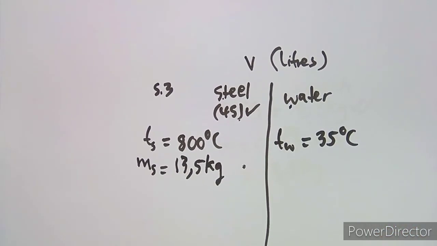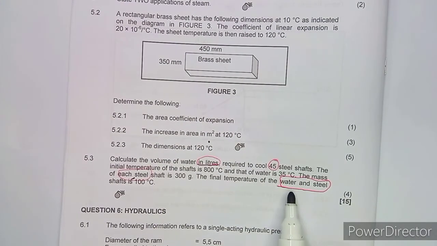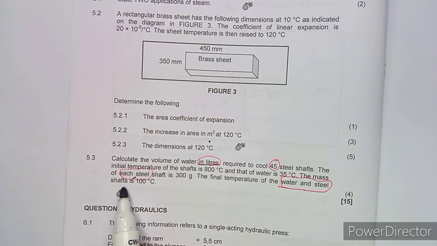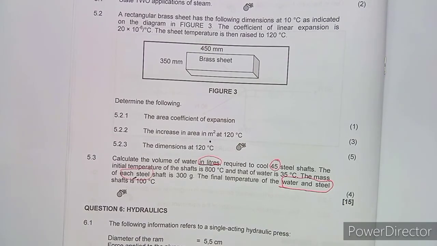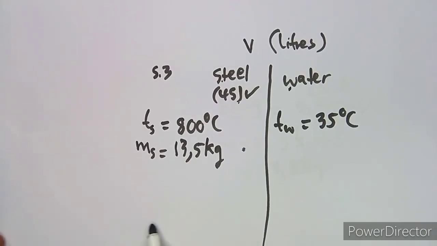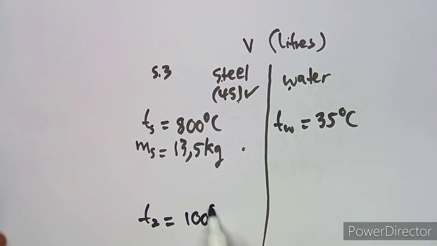Then I think that's the only thing that you're given, and you're given that the final temperature of water and steel shafts is 100 degrees Celsius. This is the T2, the temperature of the whole system when combined together. So your T2 for the system is 100 degrees Celsius.